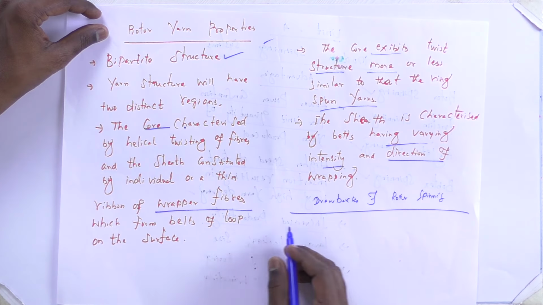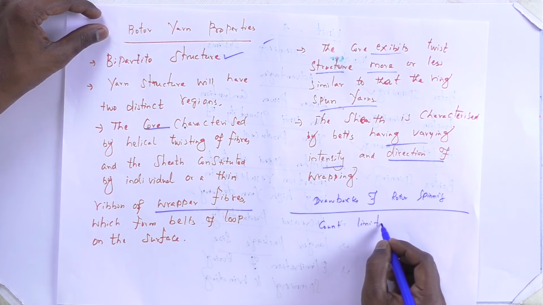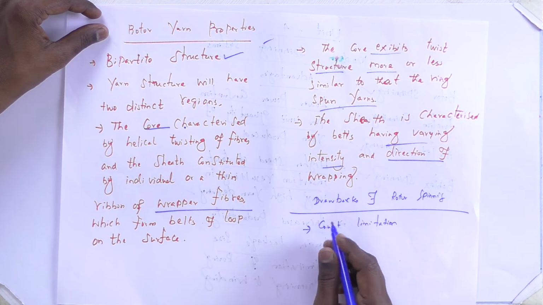So what are the drawbacks? Drawbacks of rotor spinning. The count limitation. Theoretically, up to 40 count we can produce by using a rotor spinning machine, but commercially 20 to 30 count is normally produced in a rotor spinning machine. Then the strength of the rotor yarn is lesser than the strength of ring spun yarn.